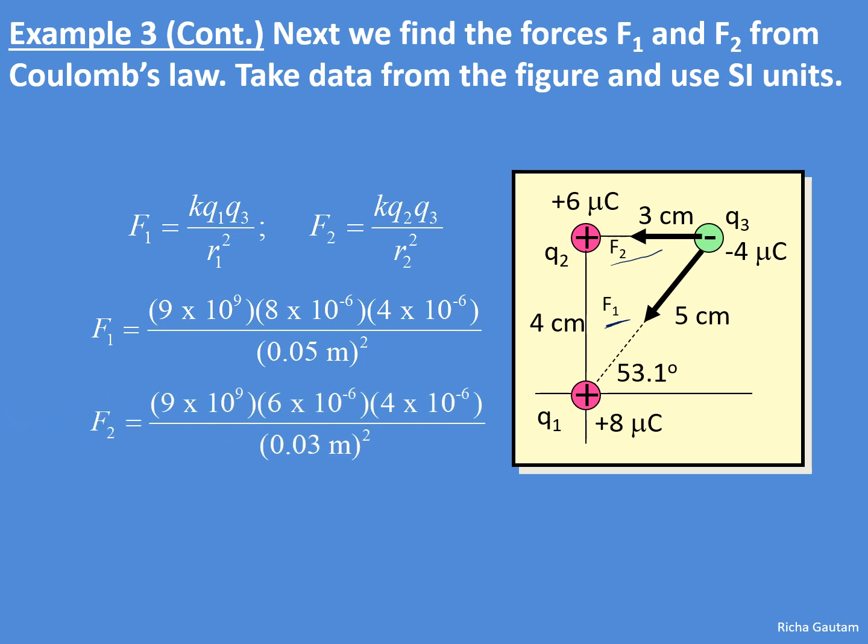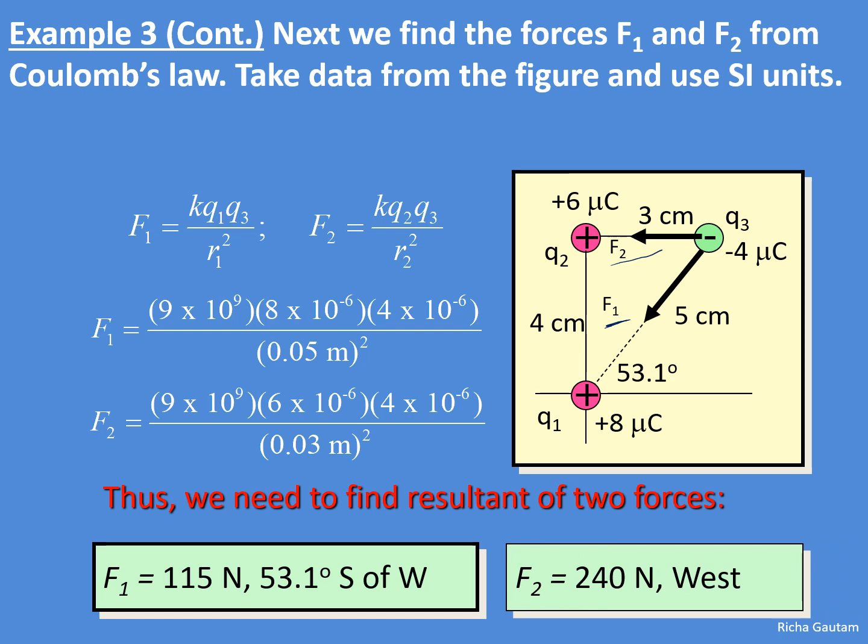And for F2 we have 6 microcoulomb and negative 4 microcoulomb, and they are separated by 3 centimeters, and we need to find the resultant of these two forces also. So now, when you calculate this, the magnitude of F1 is 115 newtons, and the direction will be 53.1 degrees to the south, and F2 is 240 newtons to the west.